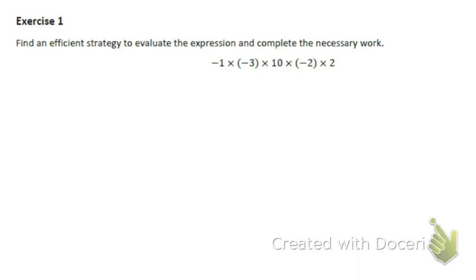But actually, before that, let's try to think. Looking at these numbers, is the answer gonna be positive or negative? So remember, we could try to figure out how many negatives there are, right? There's 1 negative here. There's 2. There's 3. Is 3 an even or odd? It's odd, right? So if it's an odd amount of negatives, your answer is going to be negative.